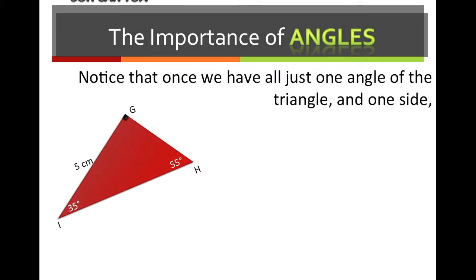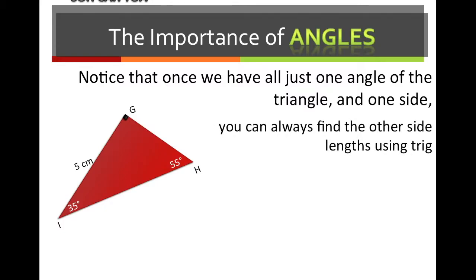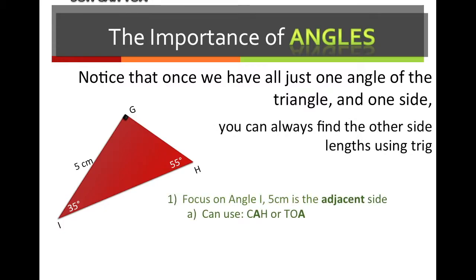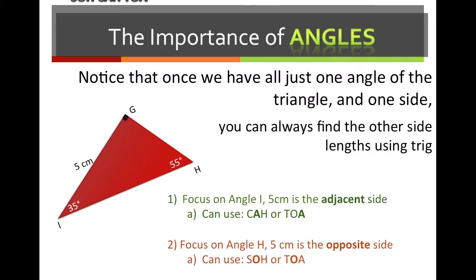The importance of angles. Notice that once we have just one angle of a triangle and one side, you can always find the other side lengths using trig. If you focused on angle I, 5 centimeters is the adjacent side, so you can use CAH or TOA. If you focus on angle H, 5 centimeters is the opposite side, and you can use SOH or TOA.